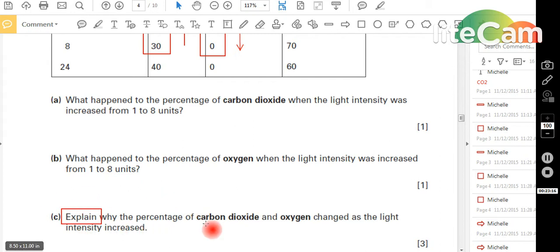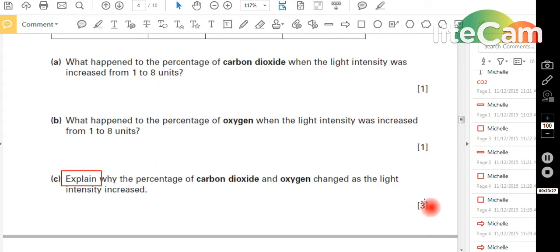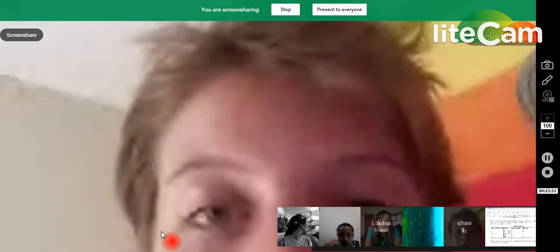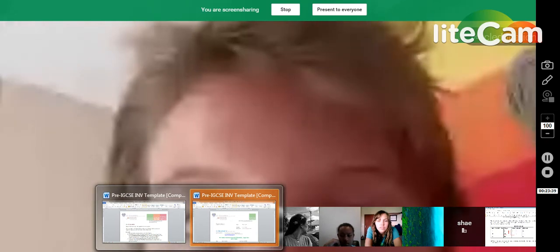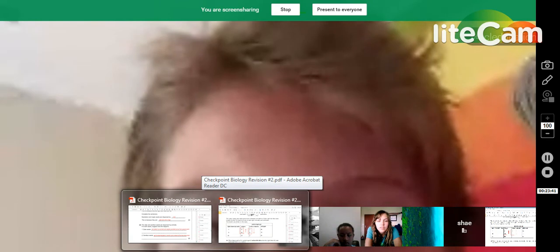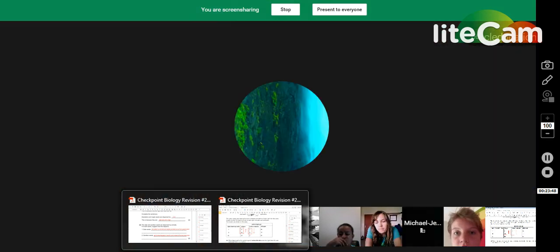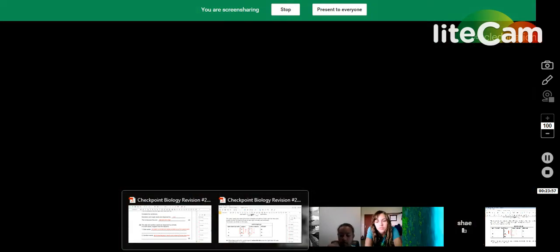Okay, now explain why. So why the more light intensity, the more oxygen and the less carbon dioxide. Who wants to go ahead and explain that for me? It's for 3 marks. Well, during the process of photosynthesis, it would produce more oxygen than the carbon dioxide. Okay, does photosynthesis produce carbon dioxide at all? It produces oxygen. No, it produces oxygen. What does photosynthesis do with carbon dioxide? It uses it to produce oxygen.